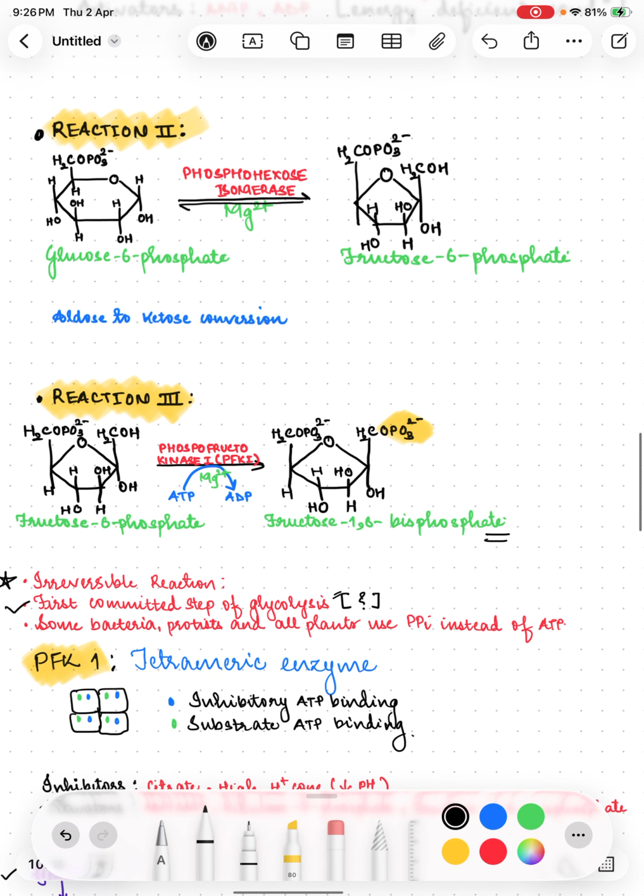Now in reaction 2, glucose 6 phosphate gets converted into fructose 6 phosphate with the help of the enzyme phosphohexose isomerase. It is a simple conversion of aldose to ketose.